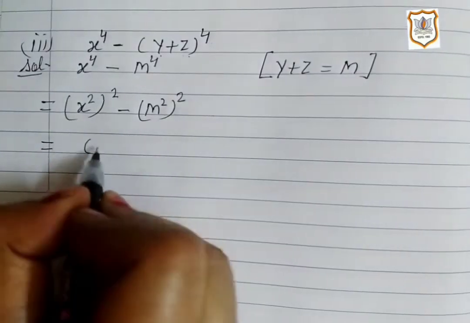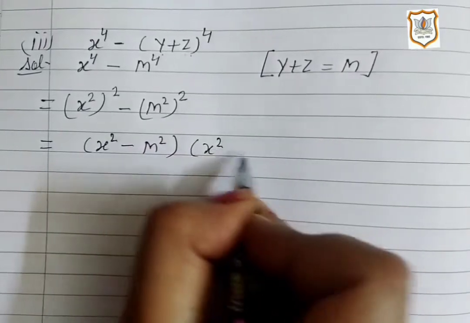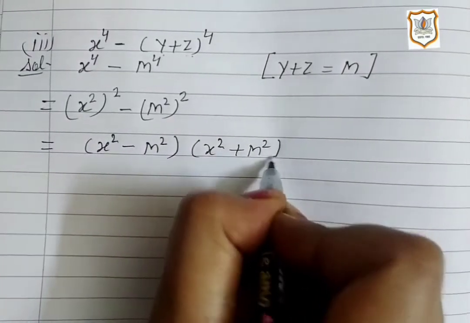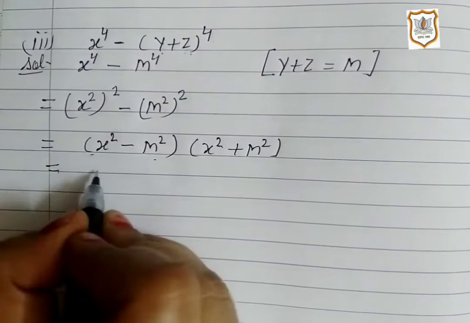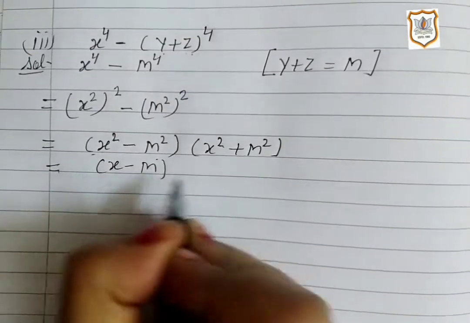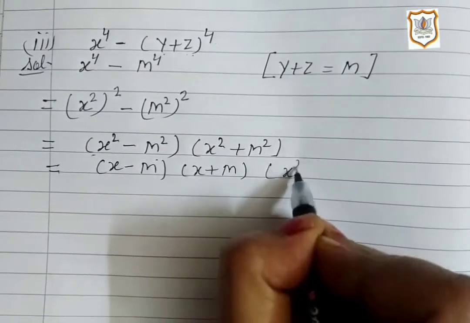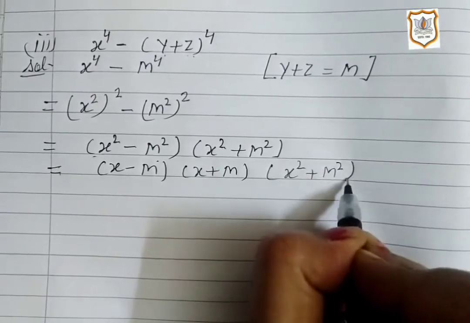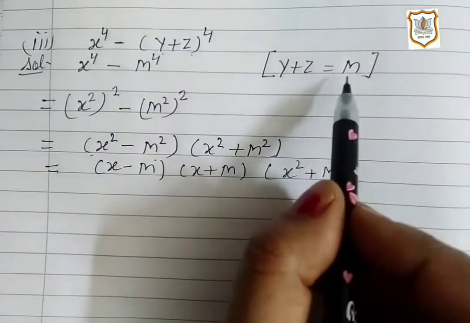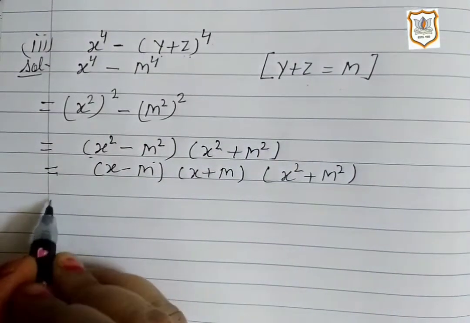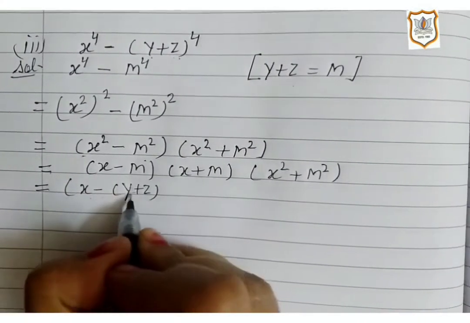Now again we will use the third identity and write x square minus m square and x square plus m square. Now we can again use the third identity. In the place of x square minus m square we will write x minus m, x plus m, and x square plus m square we will write as it is, as we can't use the third identity here. Now students, what we will do, in the place of m again we will write y plus z. So here we will write x minus, in the bracket, y plus z.